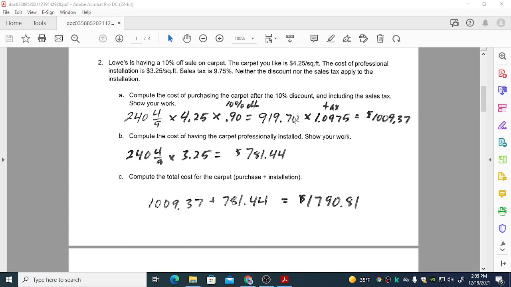$919.70. Now to compute the tax, we need to add the tax, so we take our 100% plus the 9.75% sales tax rate, or 1.0975, and that gives me a grand total of $1,009.37 for the carpet. I compute the installation cost by taking 3.25 times my square footage. I don't have to calculate tax, and the discount's not applied, so that's a pretty straight calculation. And then in part C, I just add A and B together to get my total.